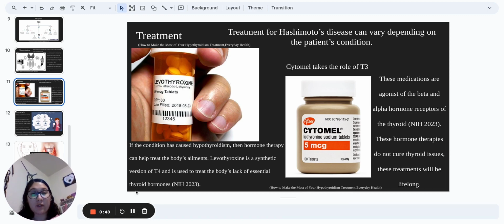There's also another synthetic hormone which is used to treat hypothyroidism. Cytomel right here takes the role of a synthetic T3. These medications both are agonists of the beta and alpha hormone receptors of the thyroid. These hormone therapies do not cure the thyroid issues. They do not cure Hashimoto's thyroiditis, so both treatments will be lifelong. The side effects of both include chest pain, irregular heartbeat, and irritability.